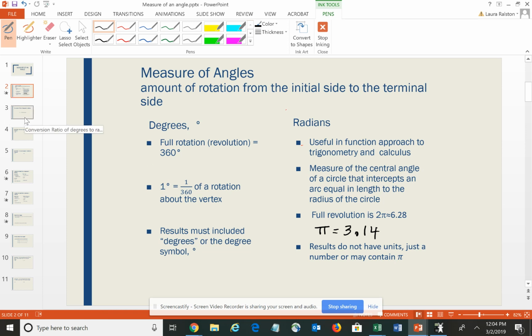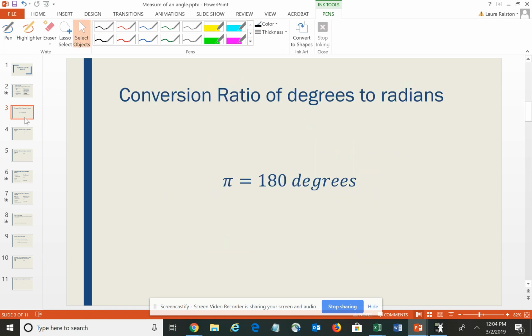To convert from one to the other, because sometimes it's easier to use radians than degrees or vice versa, it depends upon the context. Typically with triangles, we use degree measurements, and with a lot of the others, we may use the radian measure. So the conversion ratio of degrees to radians, the primary one that you really need to focus on, is that pi equals 180 degrees. And you may think, where does that ratio come from?